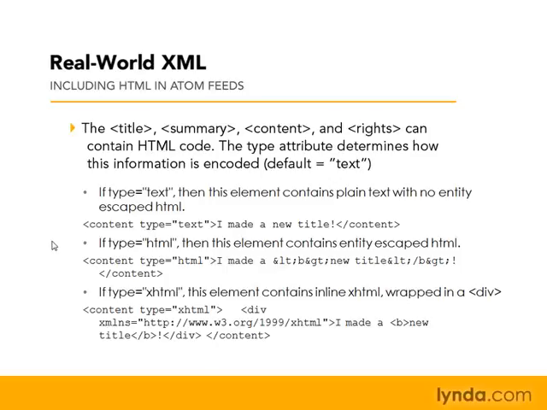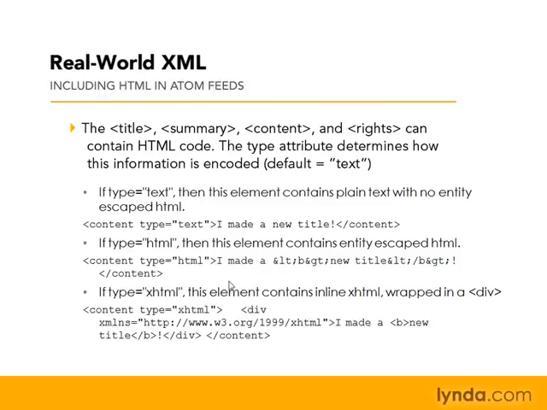If the type attribute contains the string HTML, then the element contains entity escaped HTML. And you see an example of that down here. So in this example, the content tag contains a type of HTML. And then inside the content, I've escaped out the angle brackets that you would normally see on HTML tags. So instead of putting the term B and then new title with a closing B in order to make these words bold, I had to convert the angle brackets into their entity escaped equivalents: the ampersand and then lt with a semicolon, and then the ampersand gt with a semicolon. There's a list of these, and I'll get to those in a minute.